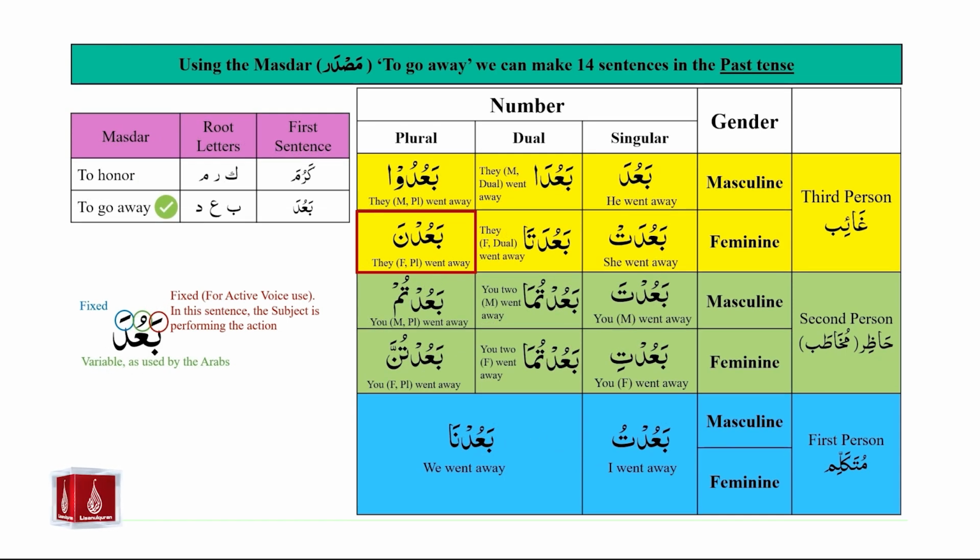Our next combination of root letters is ba, ain and dal. These root letters indicate the meaning to go away. The first jumla fi'liya will be ba'uda. He went away. Ba'uda is written on the same pattern as karuma, where on the middle alphabet we have pesh.